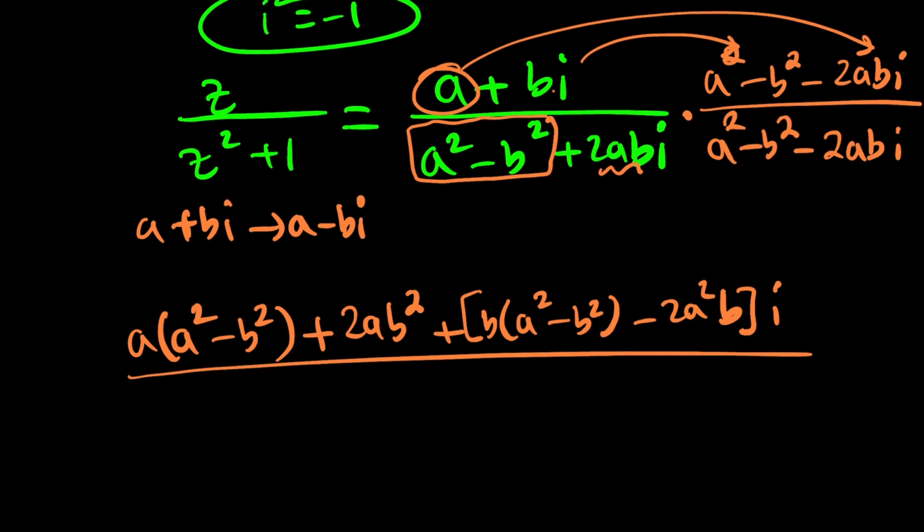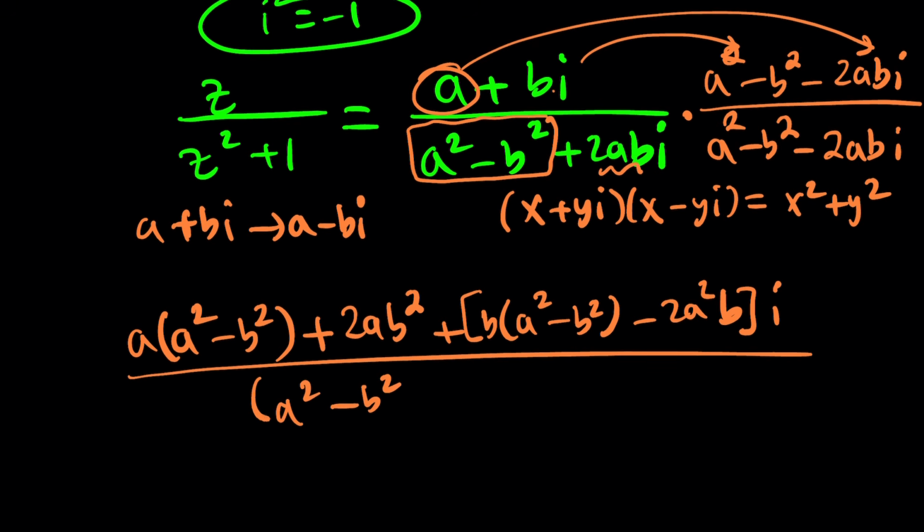So now, in the denominator, when you multiply x plus yi by x minus yi, you need to know these things. You get the sum of two squares from the difference of two squares, whatever that means. So here in the denominator, you should be getting a squared minus b squared, squared, plus 4a squared b squared. Can this simplify at all? Who knows? Let's give it a try.